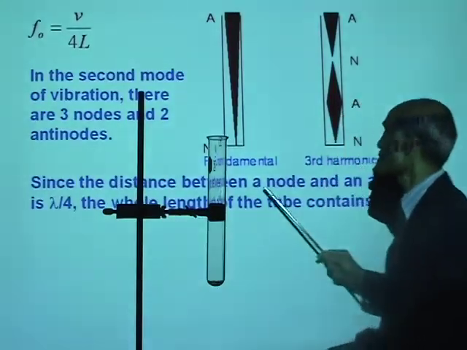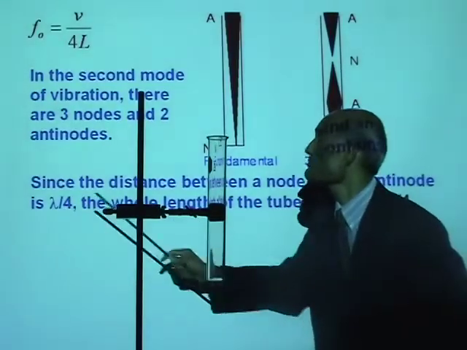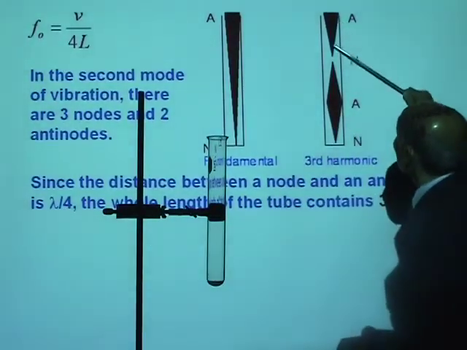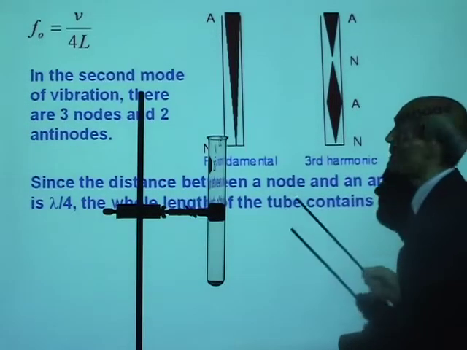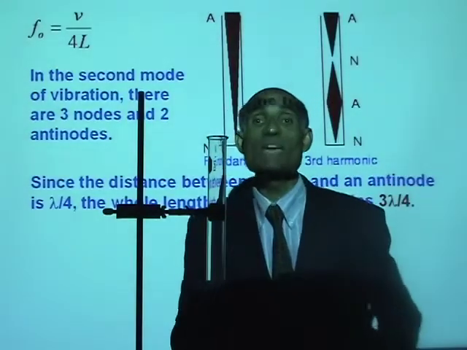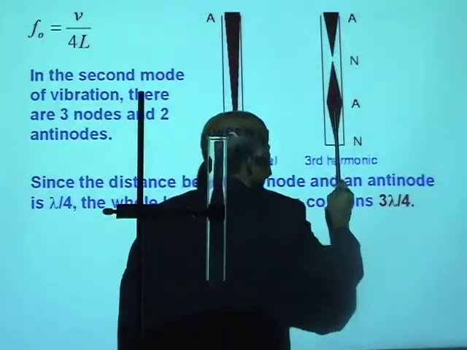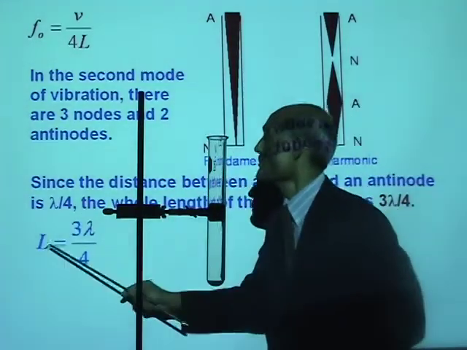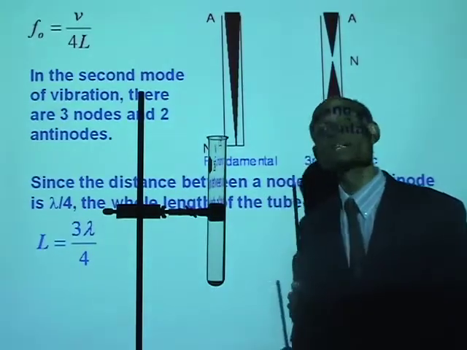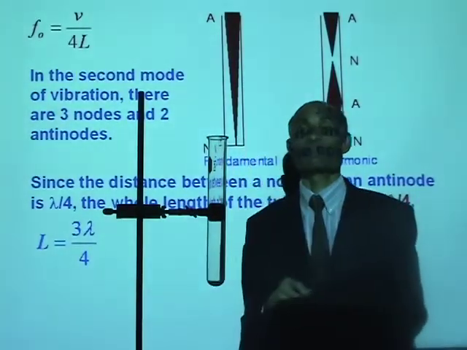So, since the distance between a node and an antinode is lambda by 4, this is a quarter lambda, this is a quarter lambda, and this is a quarter lambda. So, how many waves are there in the tube? There are 3/4 of a wavelength inside the tube. So, the length of the tube contains 3/4 of a wavelength.